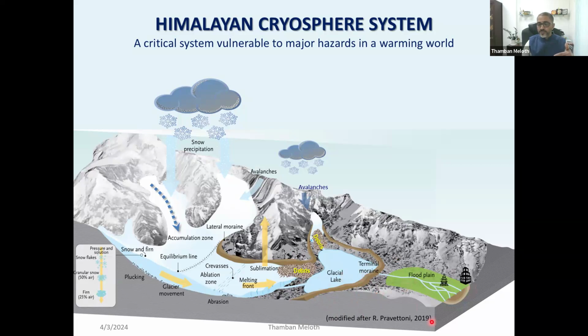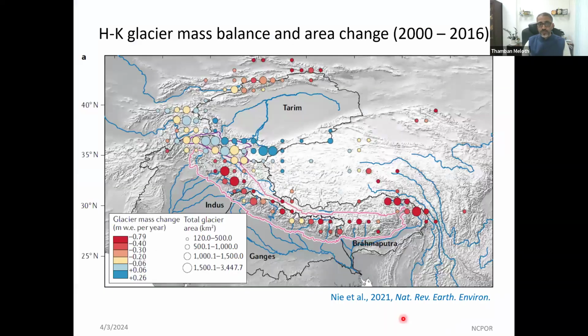That's why you find the floodplains of the Himalayan cryospheric region are also highly populated. You have various constructions and other things already existing, and it's rapidly growing. So all this makes the Himalayan cryospheric region slightly different from the rest of the world.